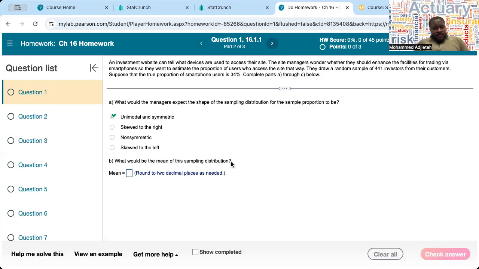Good. That's correct. So when you look at this one, you are given that the true proportion. So the true proportion is what? P. You are given that the true proportion is P, where it is 0.34. We just learned that the mean is what? P. Is that okay? So then that is the mean.